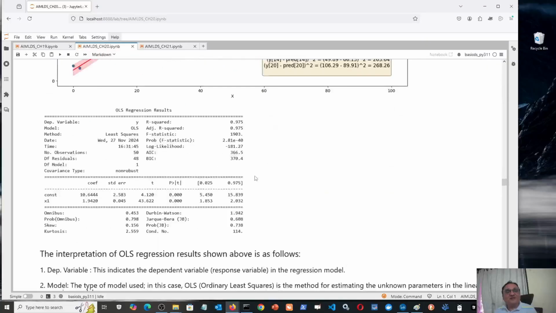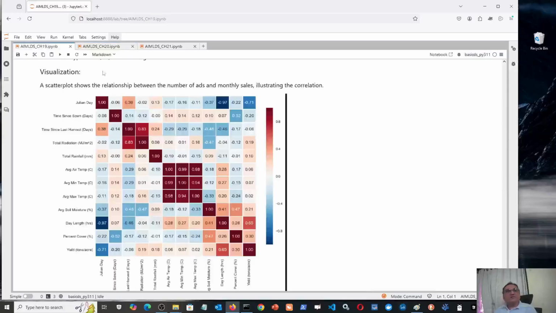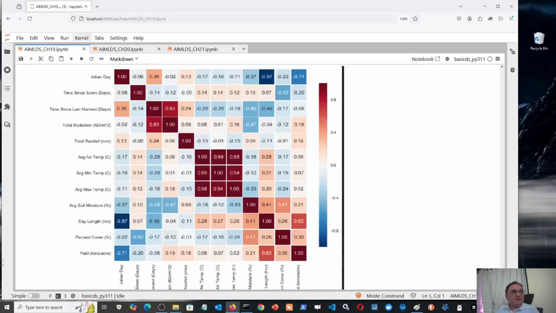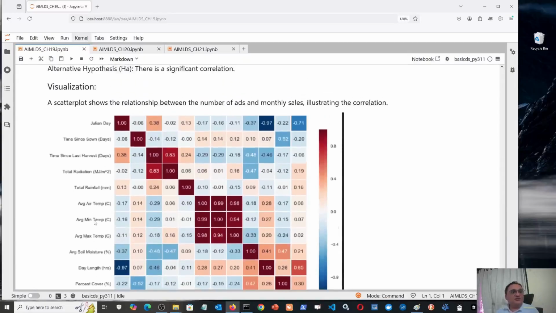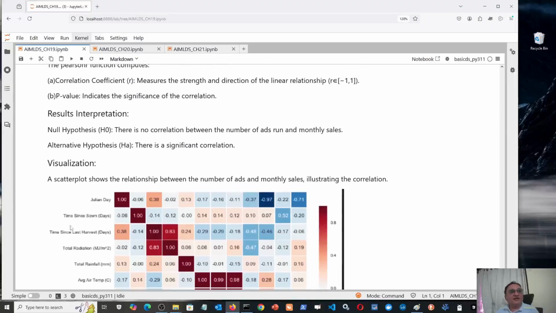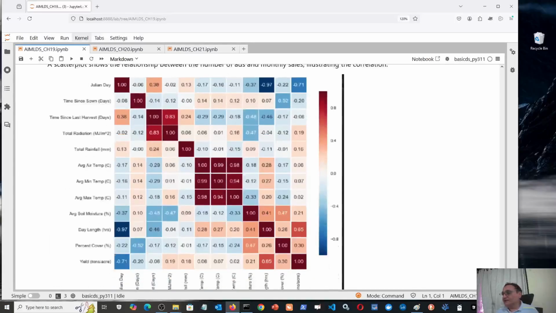Overfitting normally occurs when you take a much more complex model. For example, in that earlier chapter, we had seen an example where crop yield depends upon the percentage cover. Then it also depends upon day length, average soil moisture, average maximum temperature, average minimum temperature, average air temperature, total rainfall, total radiation, time since last harvest, time since sown, and Julian day. So it is a perfect case for explaining when overfitting might occur.